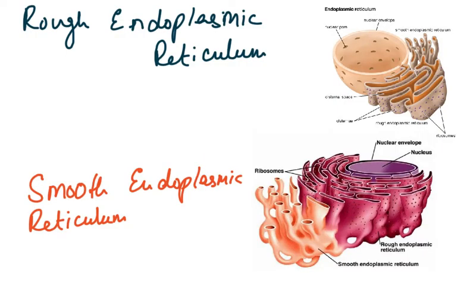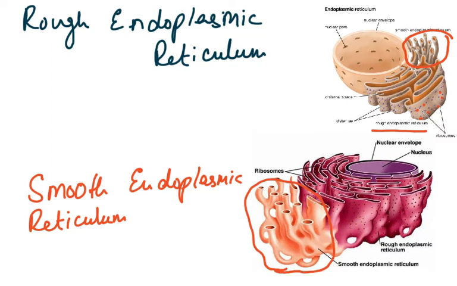Next is the rough endoplasmic reticulum and the smooth endoplasmic reticulum. As long as you can figure out which one is which. The rough endoplasmic reticulum is the one which has the ribosomes on it. So it's got these ribosomes sticking onto it, and the smooth endoplasmic reticulum is this part, which does not have any ribosomes attached. Similarly here we've got this part of it.